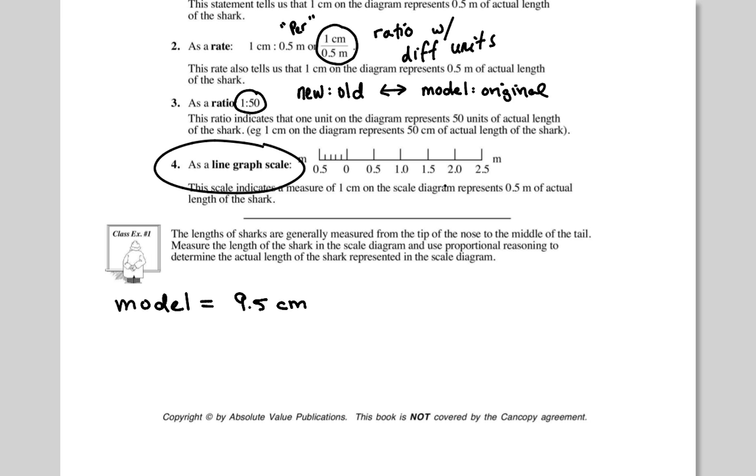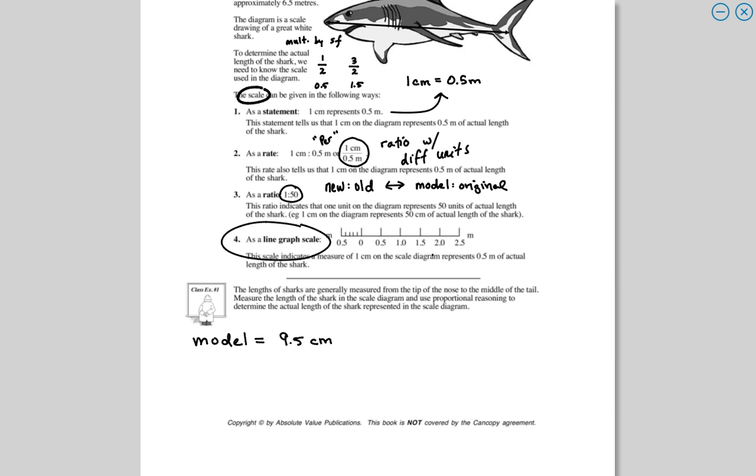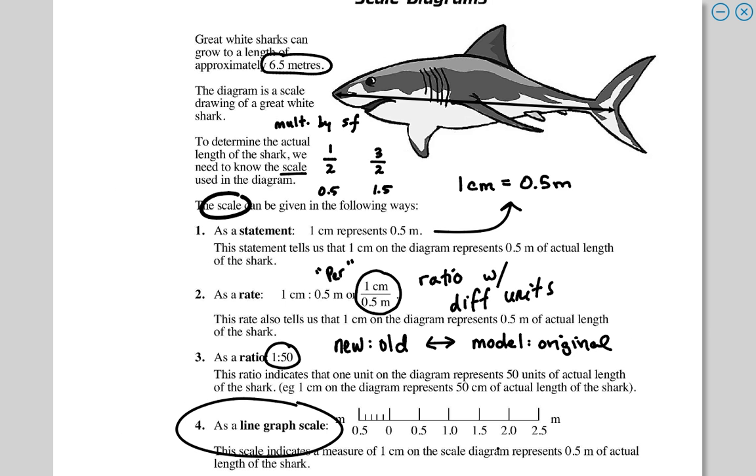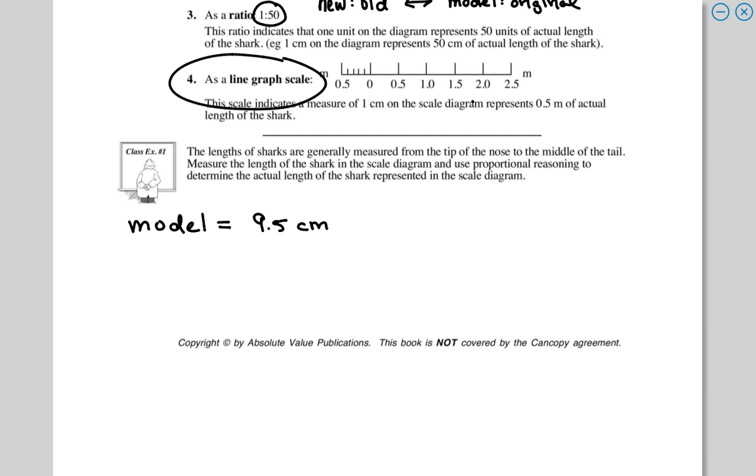Now, what scale did they use for this picture? Great white sharks can grow to a length of approximately 6.5 meters. The diagram is a scale drawing. To determine the actual length of the shark, we need to know the scale used in the diagram. Okay. So scale factor is going to equal model divided by original.